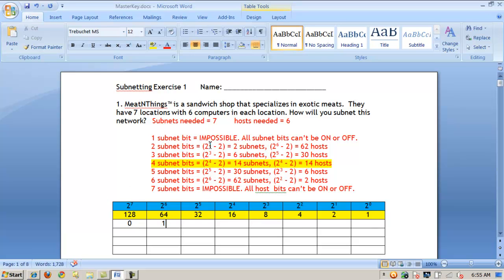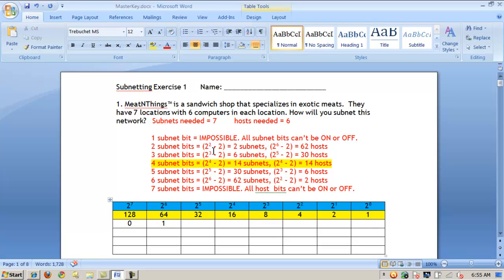Notice the formula 2 to the power of 2 minus 2, which would give us 2 subnets. That means that if I'm using 2 bits for subnetting, there's 6 bits left for hosts. So look at the formula. 2 to the power of 2, 2 subnets. 2 to the power of 6, the remaining bits, minus 2, gives us 62 hosts.